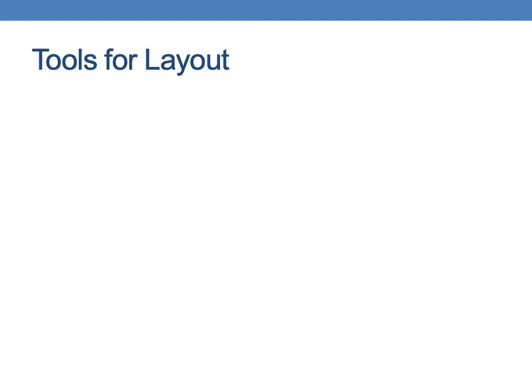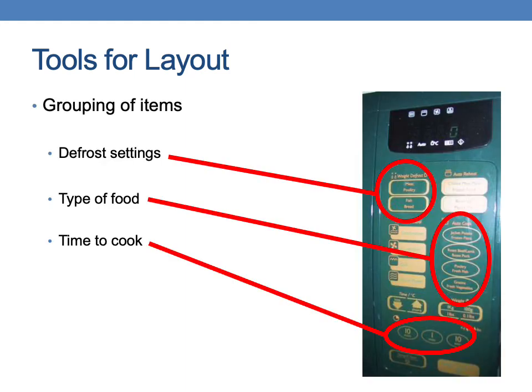Now let's look at one example with all tools for layout present. Using the microwave example from before, we can see the grouping of items. The first group is for defrost settings. Next is the type of food to be microwaved. And another is the group for cooking settings.